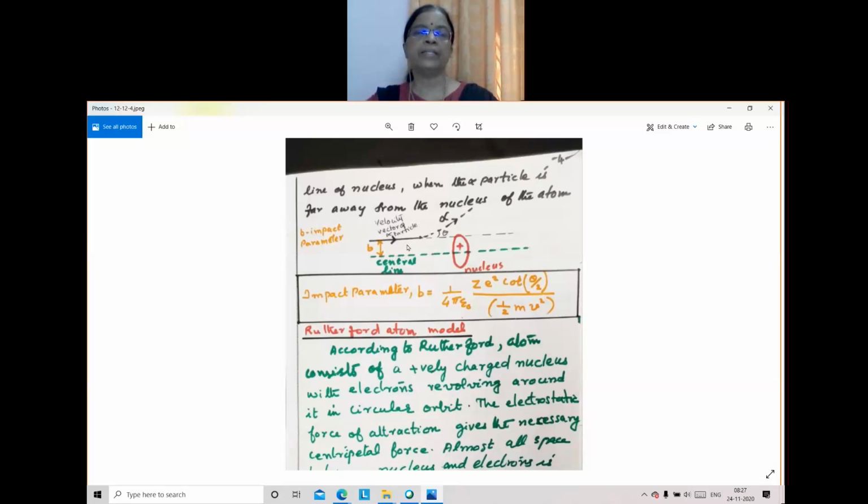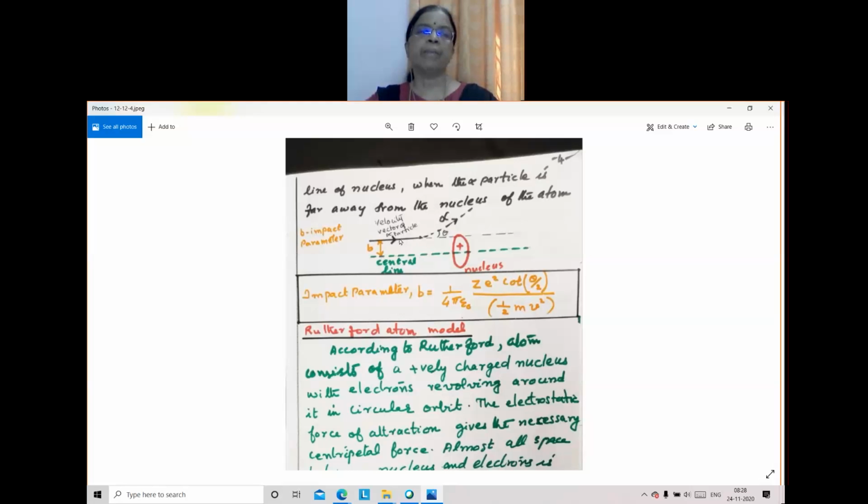But when the distance from the central line increases, what happens? The scattering angle will decrease. Scattering angle means, this is the actual path of the alpha particle and how much it deviates from its path. That angle is the scattering angle. So here theta is the angle of scattering.